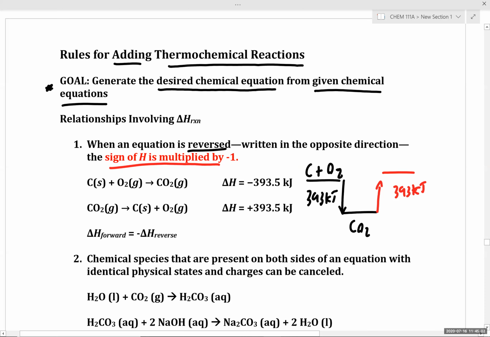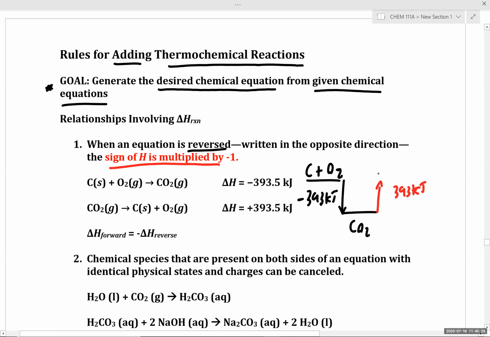Okay, so to go from carbon and oxygen to carbon dioxide, our enthalpy is -393 kilojoules. So to go in the opposite direction, the enthalpy would be positive. It's the same reaction, except run in the opposite direction. So if this first reaction releases energy, the reverse reaction would absorb energy.